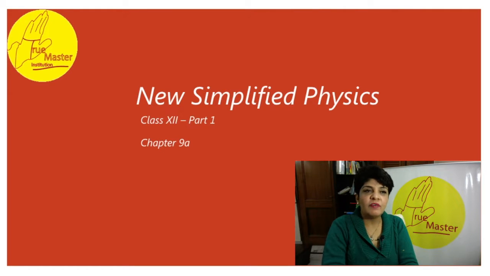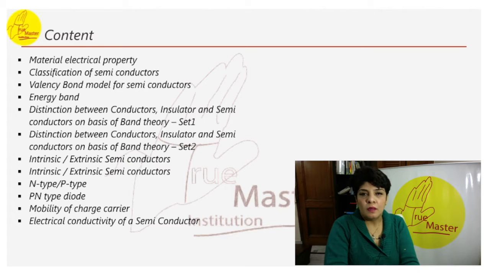Hello friends, we will be covering the following: electrical property, classification of semiconductors, valency bond model of semiconductors, energy band, distinction between conductor, insulators, semiconductors on the basis of band theory, and then we'll have intrinsic and extrinsic semiconductors, N-type and P-type, mobility of charge carriers, electrical conductivity of a semiconductor.